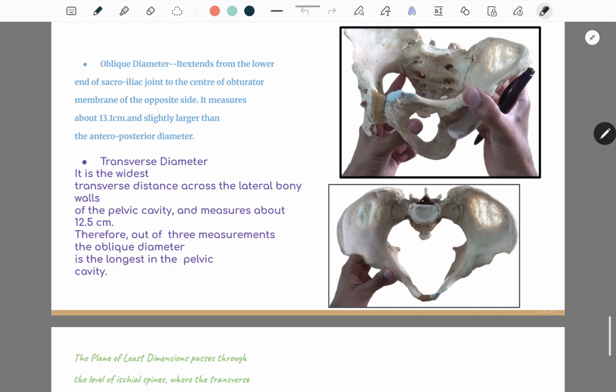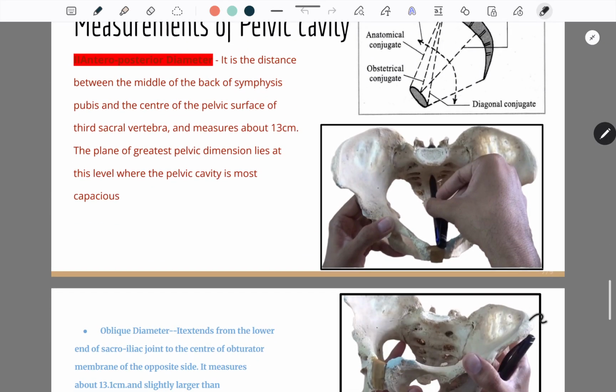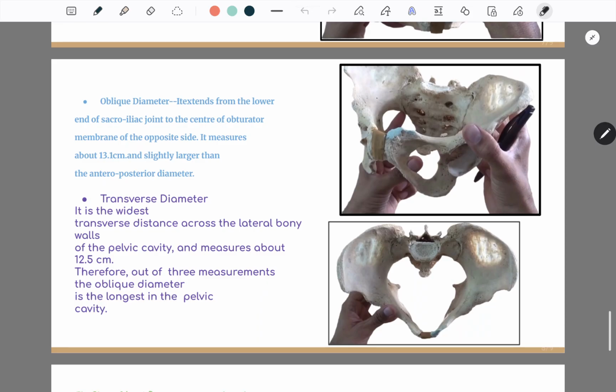Coming to the transverse diameter. The oblique diameter is 13.1 centimeter, which is larger than the anteroposterior diameter, which we saw above. The transverse diameter is the widest transverse distance across the lateral bony wall of the pelvic cavity and measures about 12.5 centimeter. This is the lateral part of the ischium and ilium. From here you must measure. This is the transverse diameter, which is the longest in the pelvis.